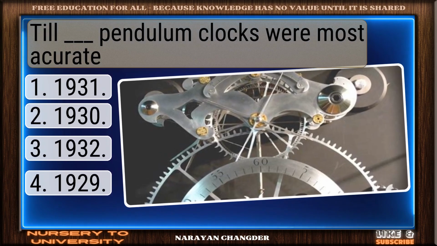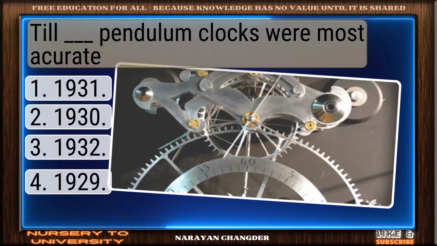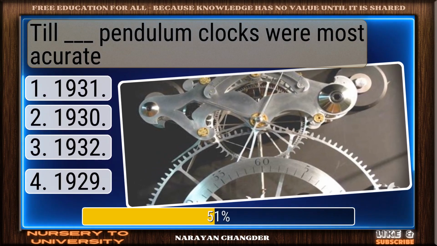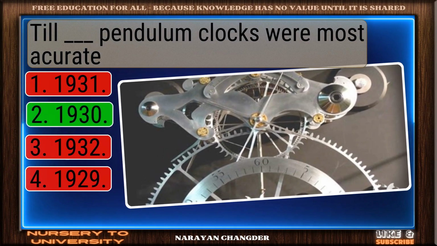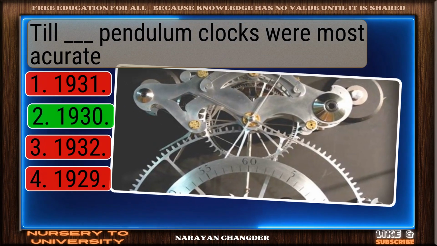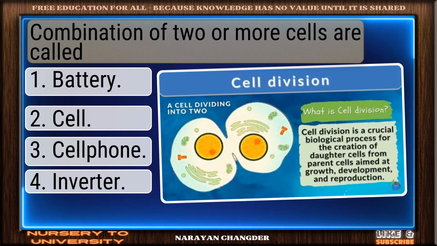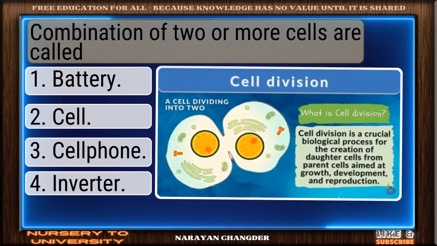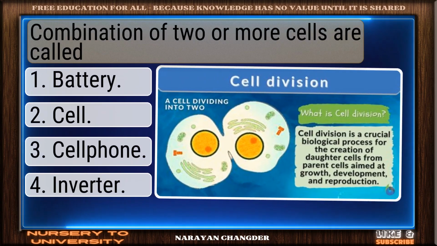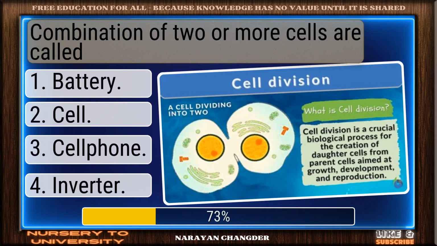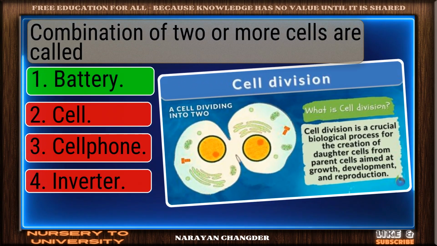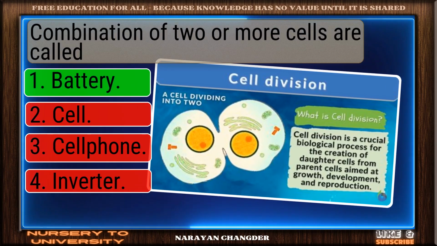Question number 59. Till dash, pendulum clocks were most accurate. You're right. 1930 is the correct answer. Question number 60. Combination of two or more cells is called. Excellent choice. Battery is the right answer.